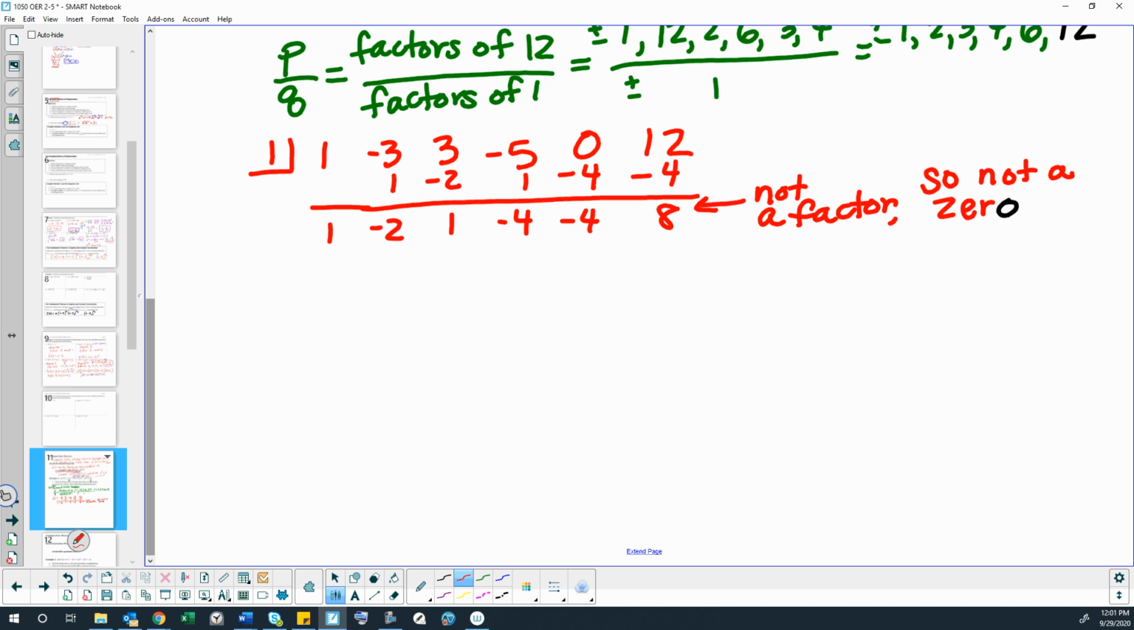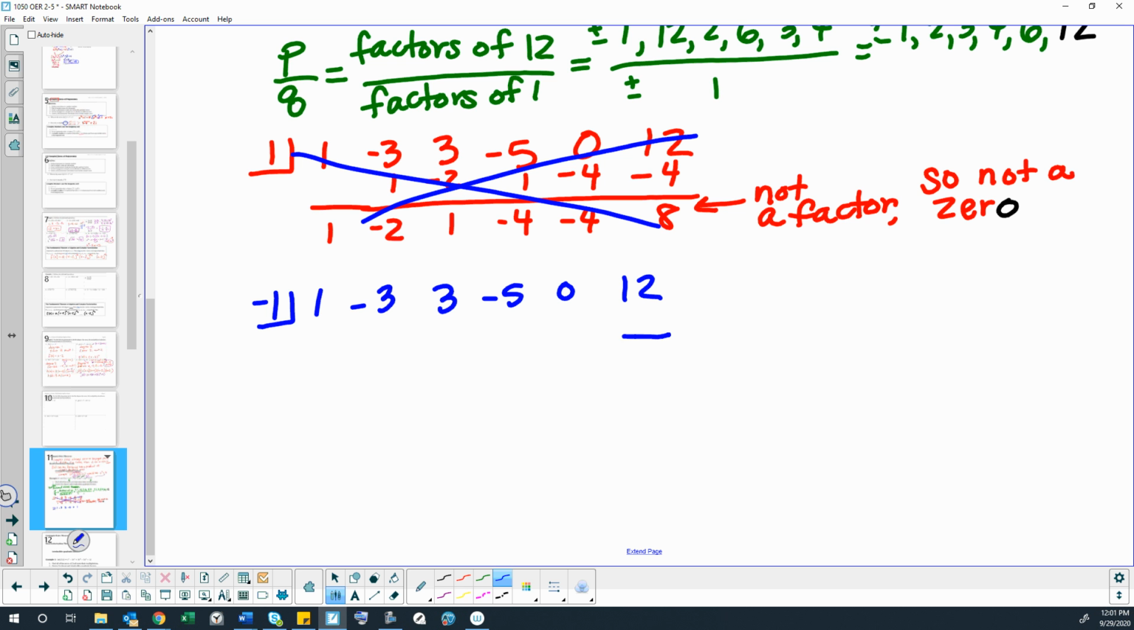All right, before I erased it, does anyone remember what one of the answers was? So we can just go to numbers. Save us some time. Negative 1? Yeah. That's usually the one I try next. So usually just to not confuse myself, I'll go ahead and cross off anything that doesn't work so that I know to ignore it. I don't erase it off my paper. It was part of my work. It just didn't work. Okay, it's 1, negative 3, 3, negative 5, 0, 12.